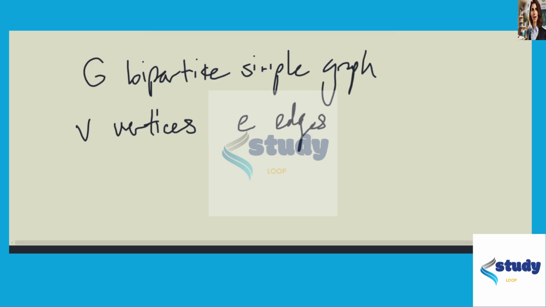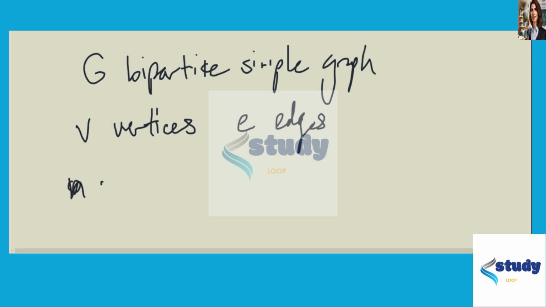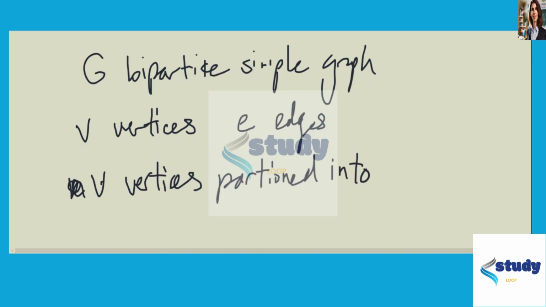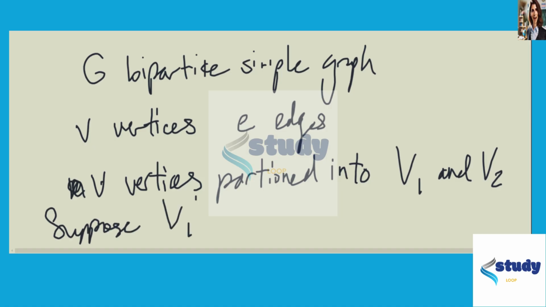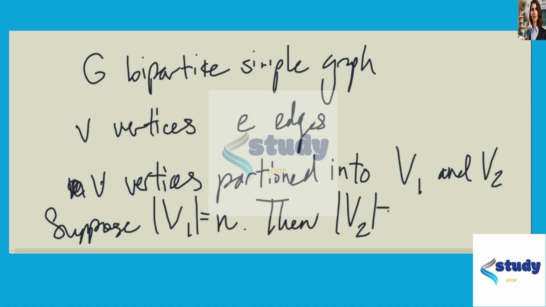Now, since G is bipartite, it follows that the V vertices partition into two sets V1 and V2, and so suppose set V1 contains n vertices, then it follows that the set V2 will contain the total number of vertices V minus the number of vertices in V1, which is n, so V minus n.